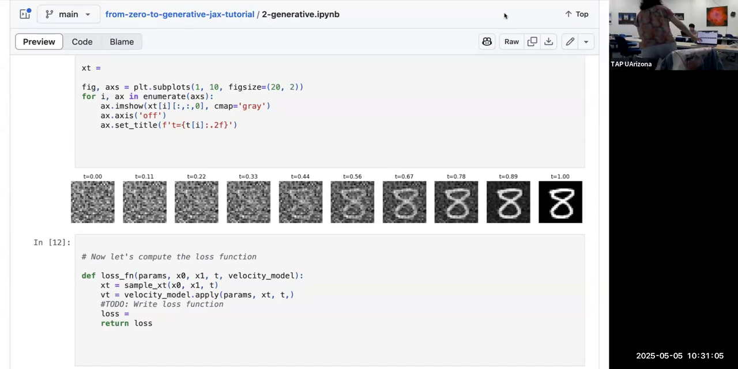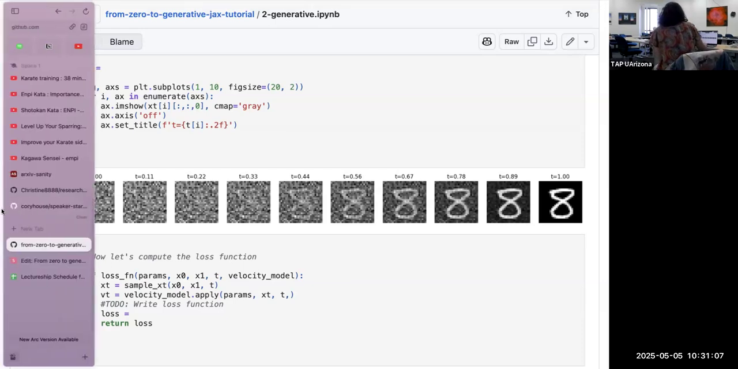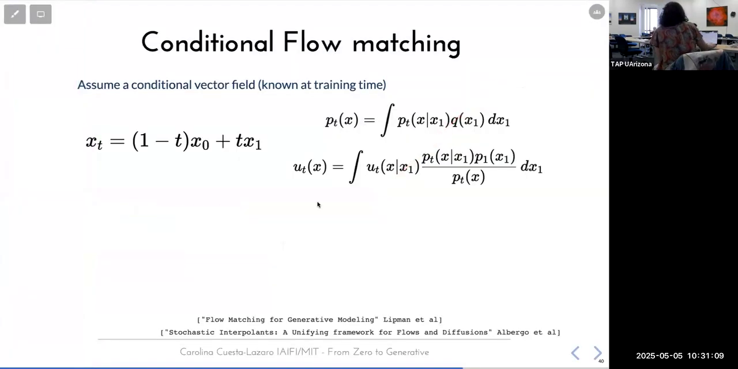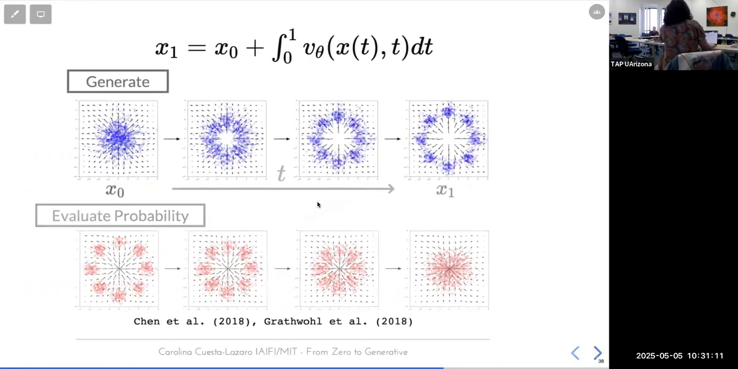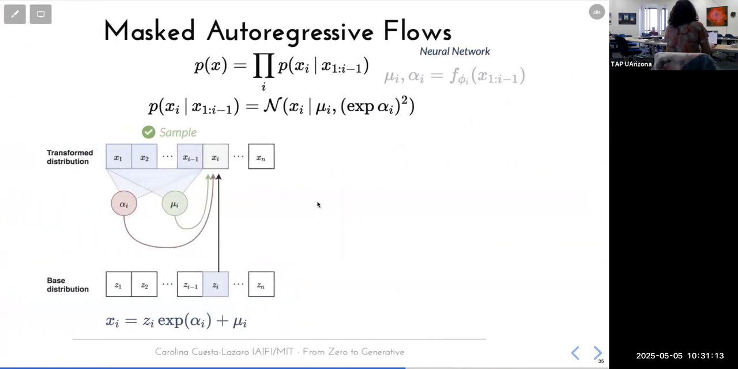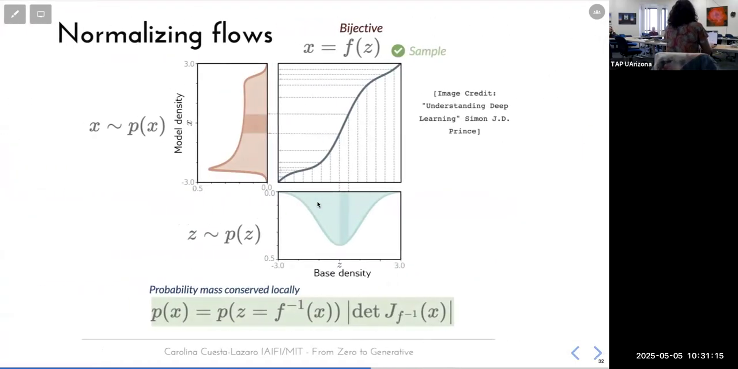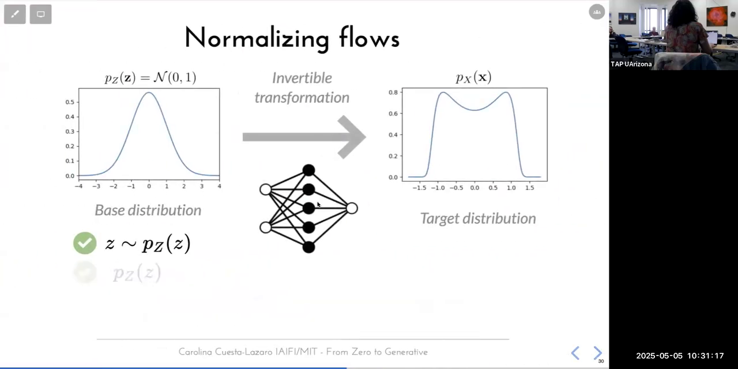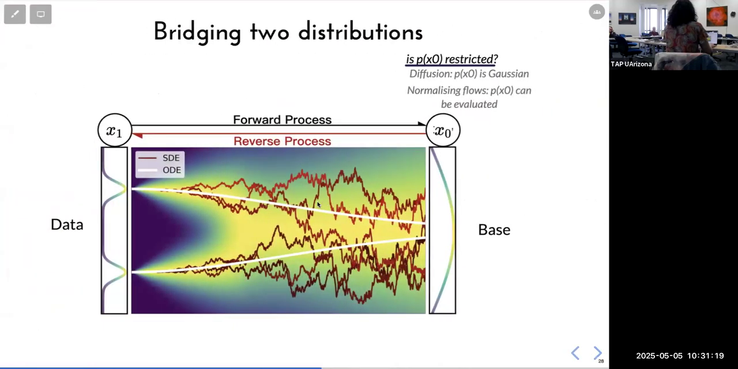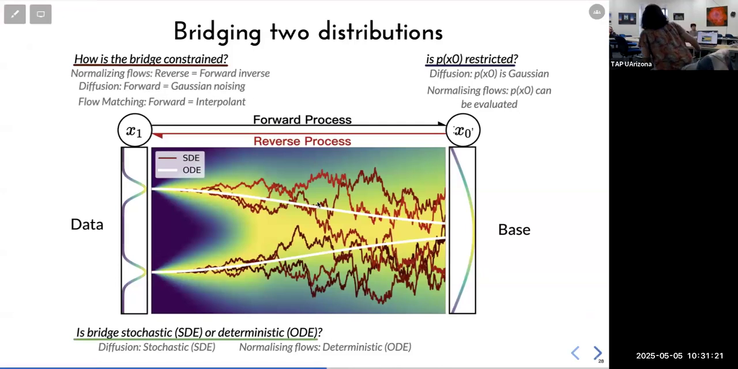Maybe it's a good time to go back to the differences between generative models before we focus on flow matching. Because you probably heard of diffusion models and other stuff, right? Normalizing flows. And it might get a bit confusing. So in this slide, I was trying to highlight what the difference is. You're always trying to do something like this: bridging two distributions in some way.